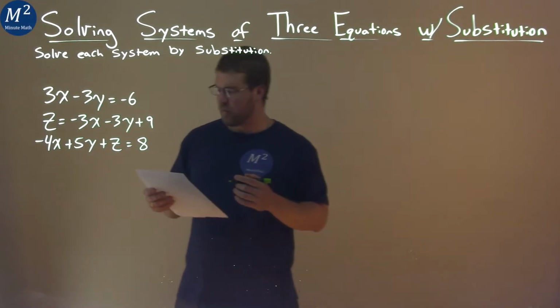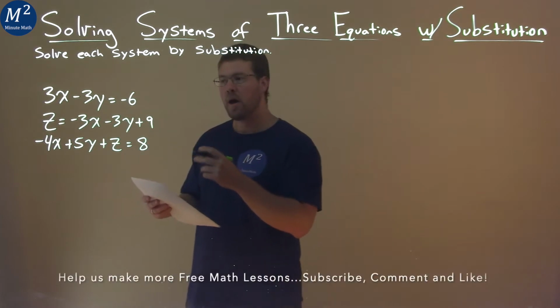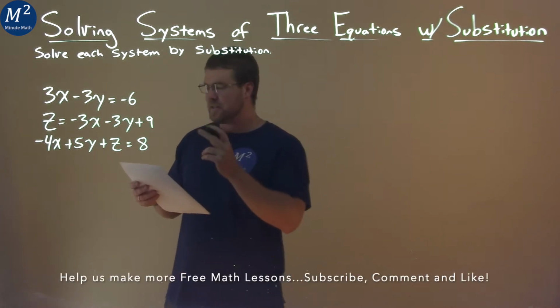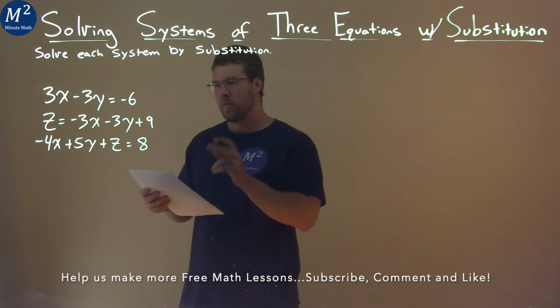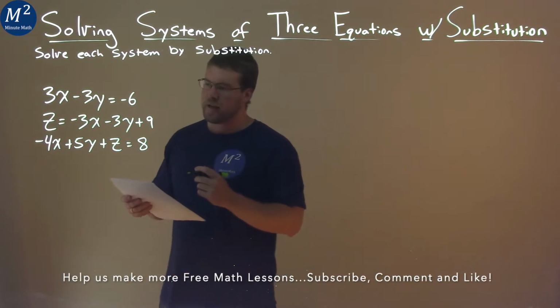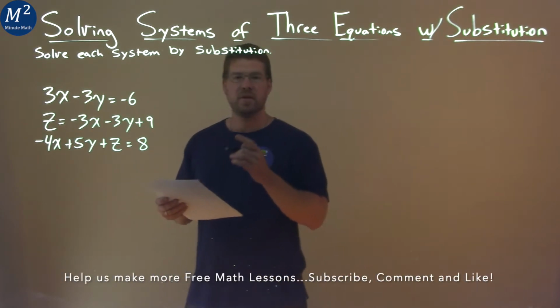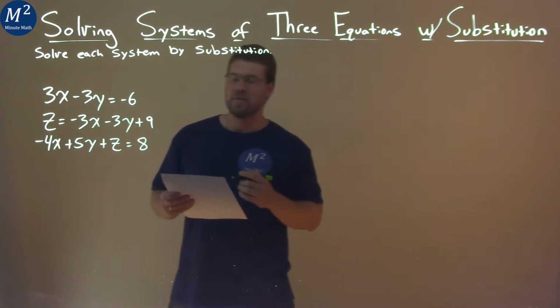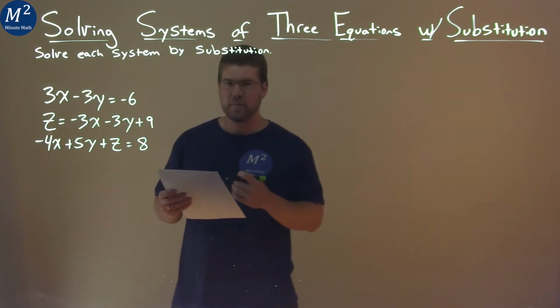We're given this problem right here: 3x minus 3y equals negative 6, z equals negative 3x minus 3y plus 9, and negative 4x plus 5y plus z equals 8. We need to solve the system by substitution.